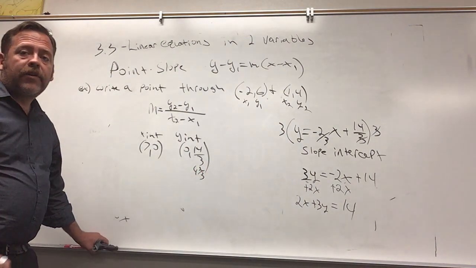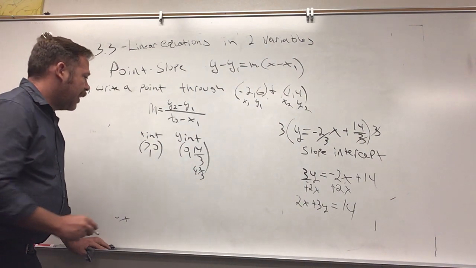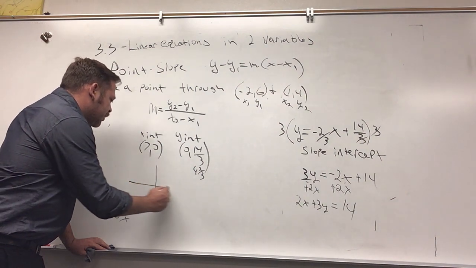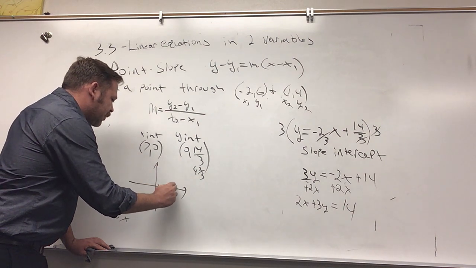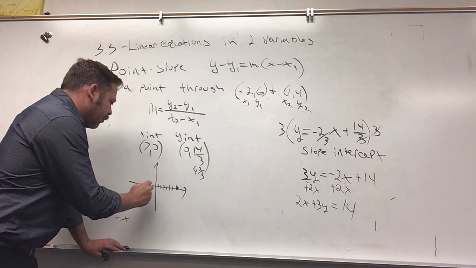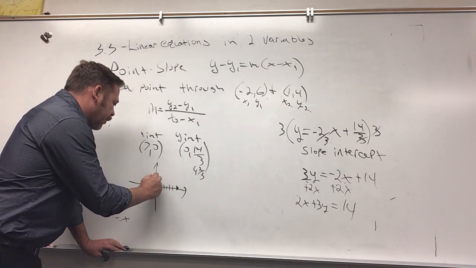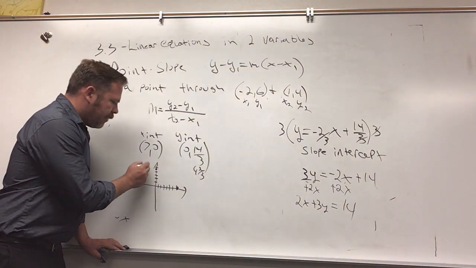That's going to help us graph because we're going to know exactly where in between the hash marks to put that intercept. So my x-intercept is 7, 0. 1, 2, 3, 4, 5, 6, 7. My y-intercept is up 4 2/3, so we go 1, 2, 3, 4, and 2/3 is right about there. And then we have our line.